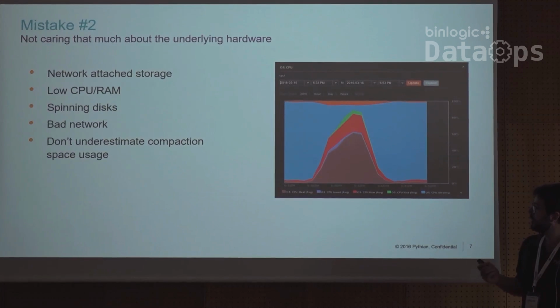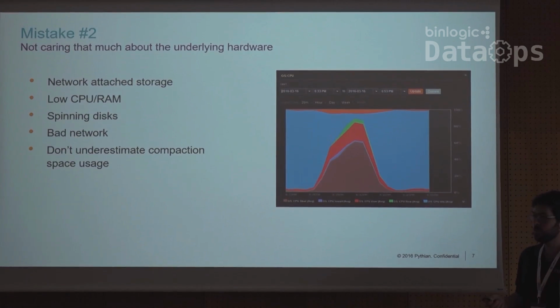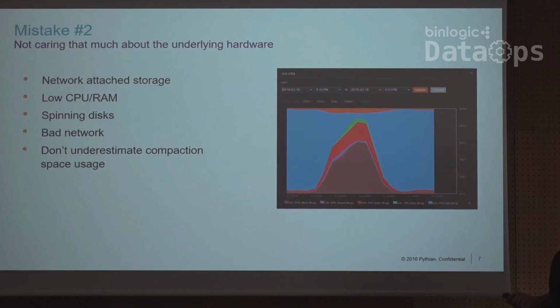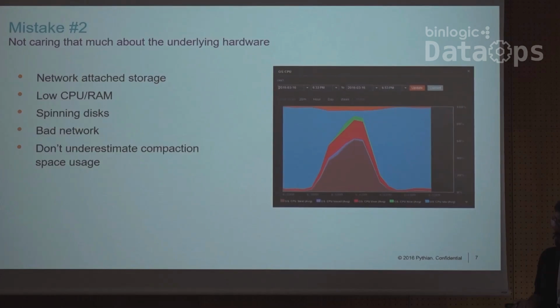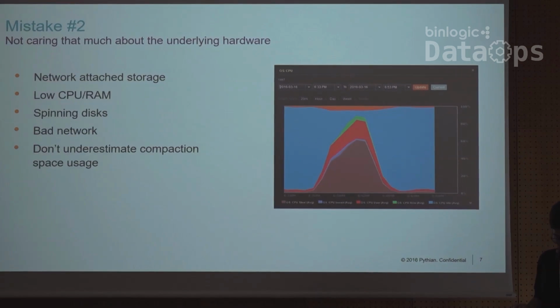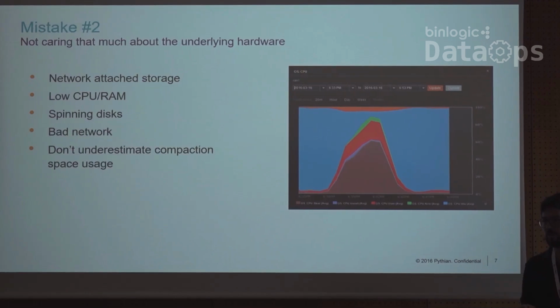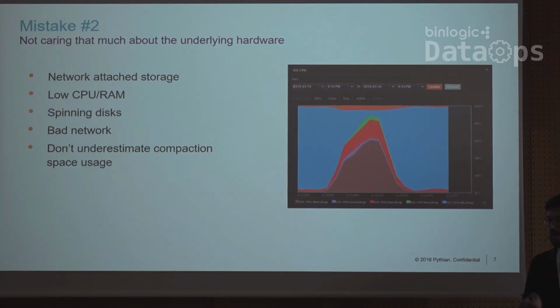So the first thing that's really, really bad for Cassandra is the storage. Cassandra is highly sensitive to storage latency. So network attached storage like SANs, NAS, all those derivatives, even high performance SANs, are a terrible choice for Cassandra.